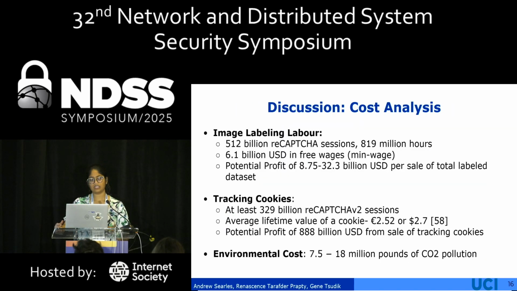Next, we briefly discuss the cost associated with the CAPTCHAs. Since their adoption, Google has incurred at least 6.1 billion USD in free human labor, and they have made a potential profit of at least 8.75 billion USD from each sale of their total dataset. reCAPTCHA v2 sessions also use tracking cookies, and Google has made potential profit of 888 billion USD from selling these tracking cookies.